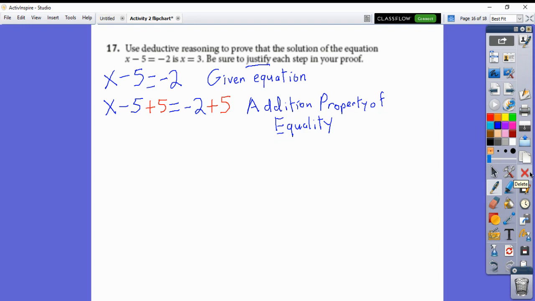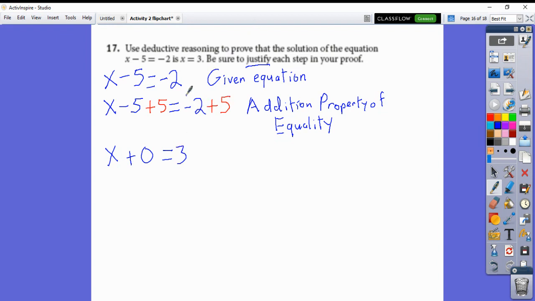But the addition property of equality is basically a short way of saying if we add the same number to both sides of an equation, the value of that equation stays exactly the same. Okay, so now we are going to simplify this equation. Negative 5 plus 5, that's 0. So we can put x equals 0. Negative 2 plus 5, that's 3.